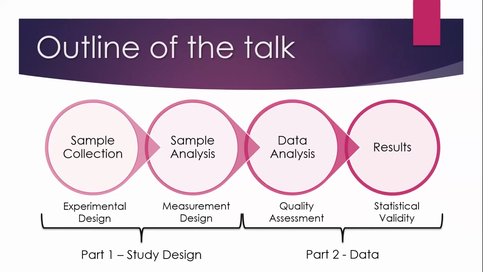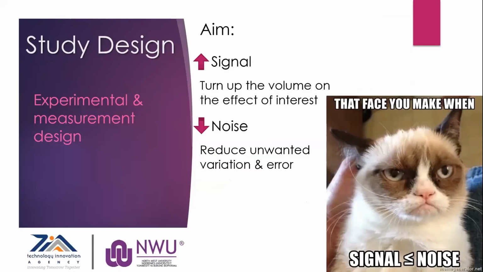Okay, so we're at part 2. And in this part, we're going to, sorry, this is the wrong way around. We did this just now. And now we're going to look at sample collection and sample analysis, and specifically experimental design and measurement design, and how you can use that to improve the validity of your findings.